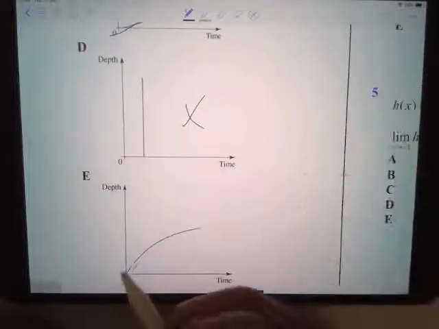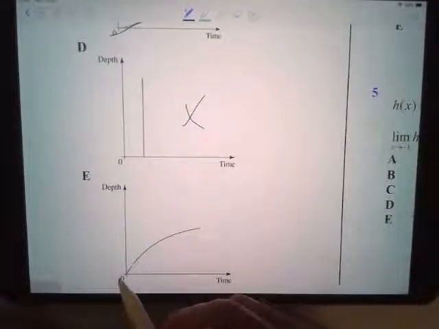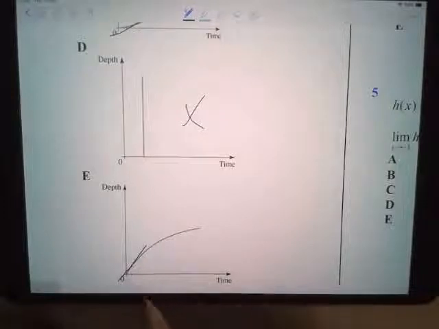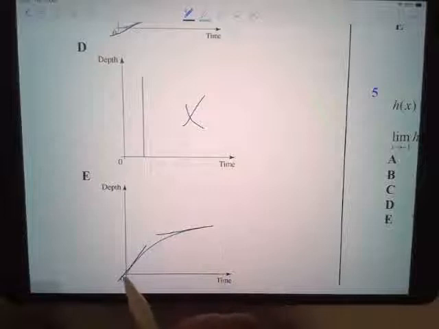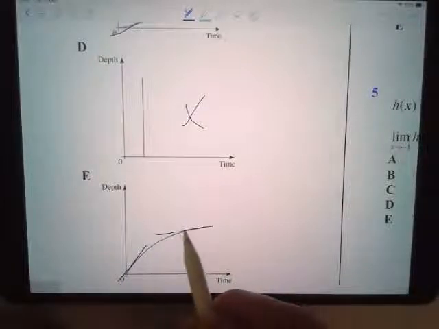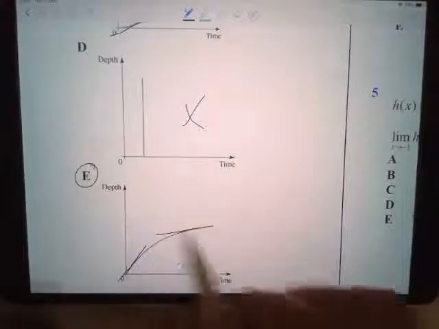So it must be E. We can see that the gradient at the start, the gradient of the tangent to the line there, is steeper than the tangent there. So the longer I pour it in, the slower the depth changes in terms of time, and therefore my answer will be E.